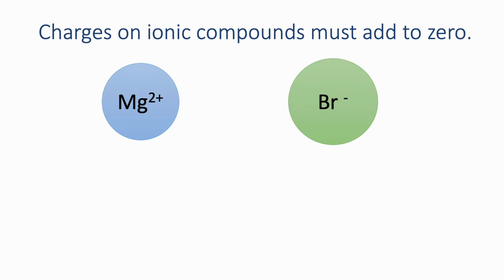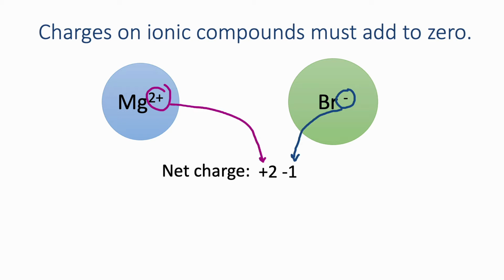But now let's look at some different ions. Here we have ions made from magnesium and bromine. Let's think about if we put these two together, what the net charge would be. As we talked about in the last video, if you look at where magnesium is on the periodic table, you'll see it should have a charge of +2. And bromine, which is a halogen, should have a charge of -1. If you put these two ions together, you have +2 - 1, add those up, and you get a net charge of +1. Now this is not 0.